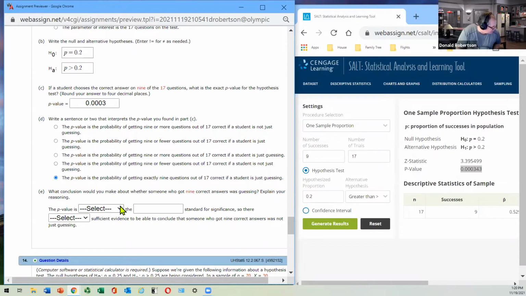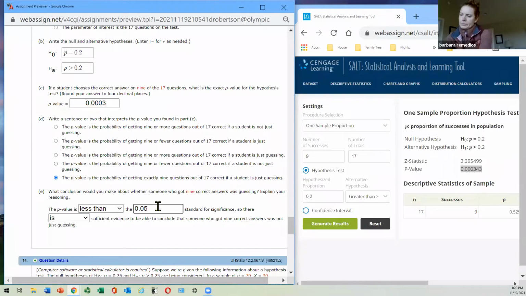Now this p-value is less than the standard significance level of 0.05. So there is sufficient evidence to conclude that the student was not guessing. Where are you getting the 0.05? Every time they say standard for significance, this textbook assumes that that's 0.05. Okay. It's what they've decided to call the standard one.